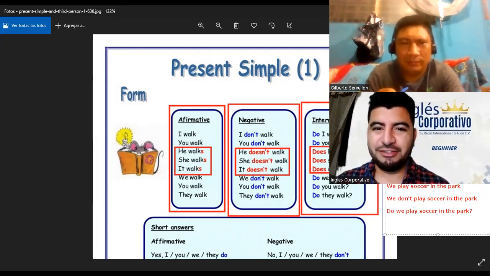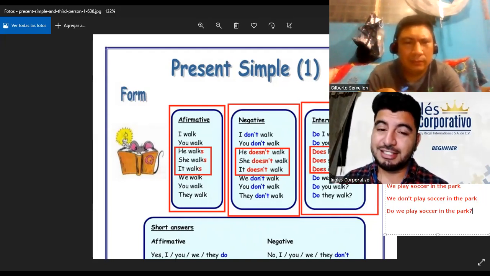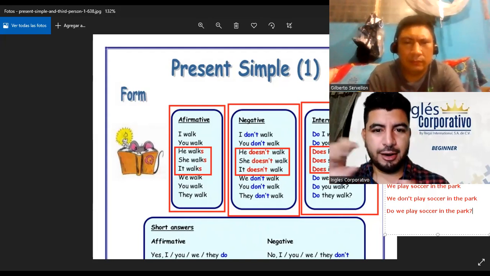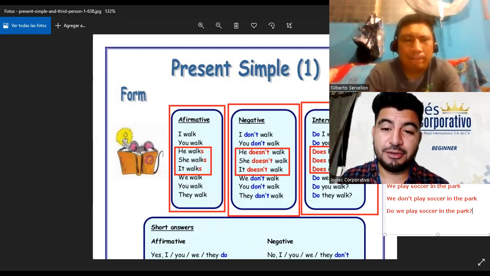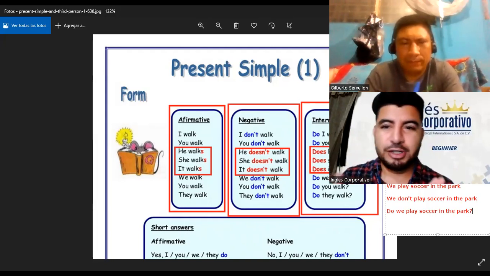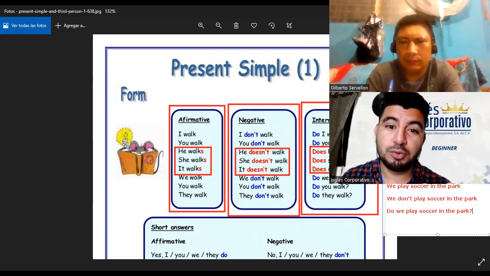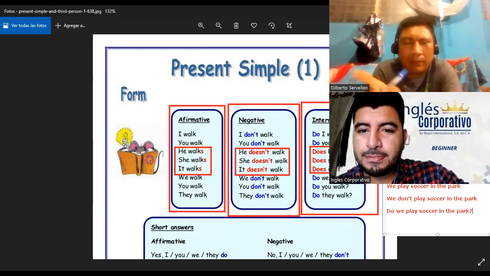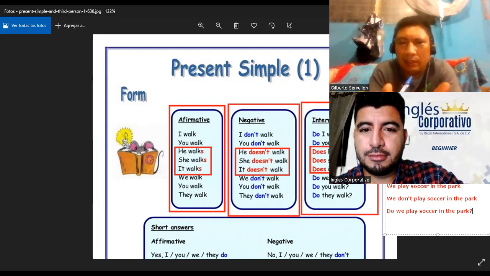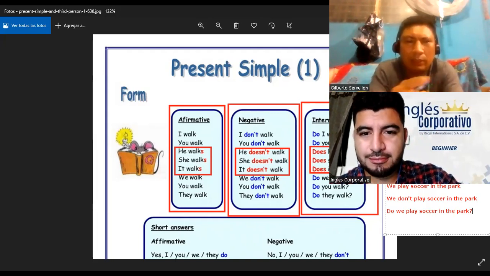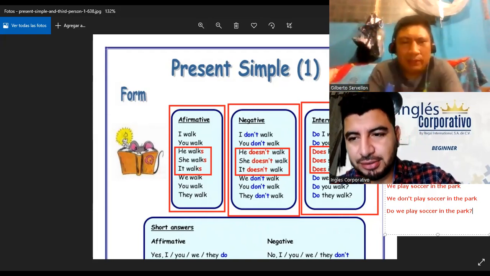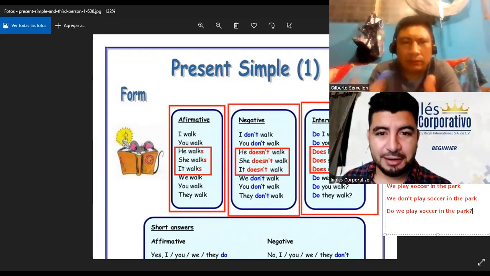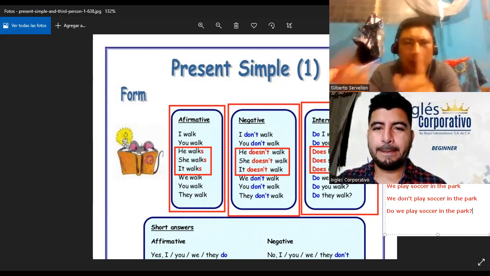Bien hecho, Gilberto, ya viste. Solo se necesita práctica, ¿verdad? Se necesita un poquito de práctica para que no se nos olvide la estructura, la lógica, cómo va la S en las afirmativas de terceras personas, en las negativas si es don't o doesn't, y en las preguntas si va do o does. Siempre va a ir el does o el do primero en las preguntas. Y luego del does o el do va el sujeto o el nombre de la persona, de ahí el verbo. Y ahí ya va agarrando más forma.